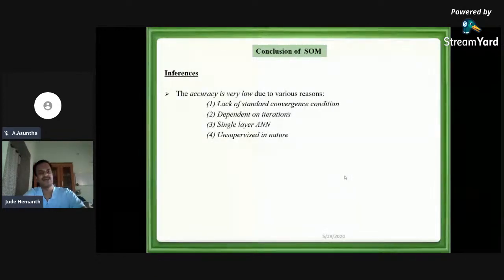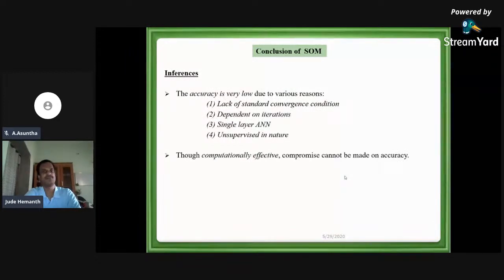Perceptron. Yesterday I gave an assignment called perceptron. If you would have read that, you will know the drawback of a single layer artificial neural network. That's why we go for multi-layer, and now we end up with deep learning, which has a huge number of layers. And the fourth one is accuracy will be affected if you are using an unsupervised training algorithm. Though computationally effective, comparatively to BPN this is quick. But for my application, I cannot make a compromise on my accuracy.